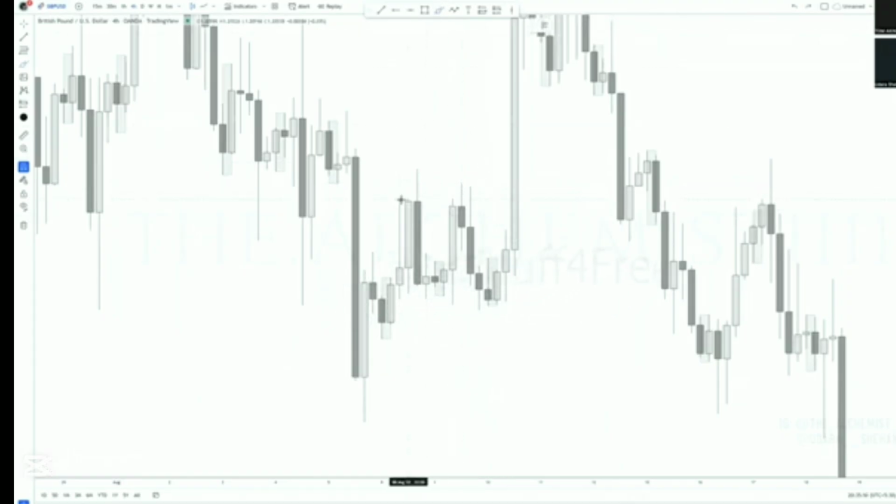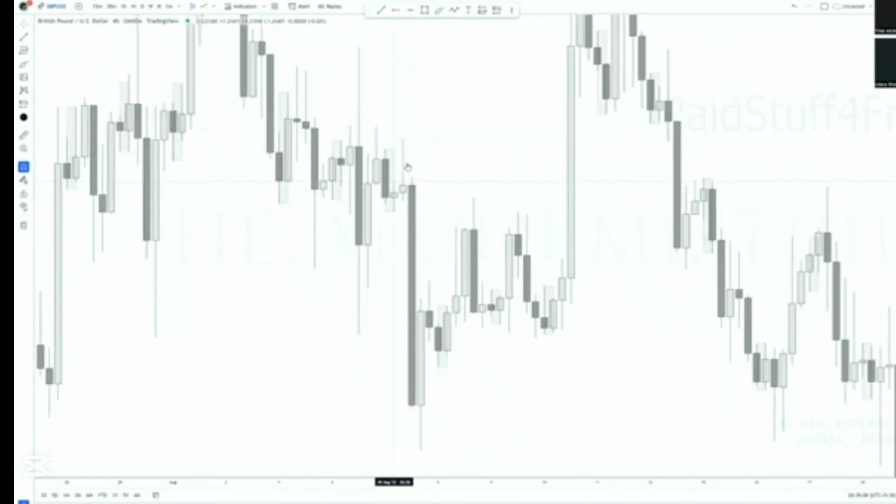So even this right here is a swing high. Why? We have a lower high to the left, a lower high to the right. So this will be a swing high. That little wick right here will be a swing high. See, even this is a swing high, a lower high to the left, a lower high to the right.